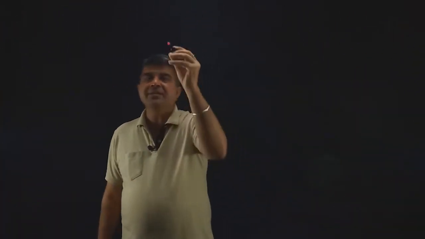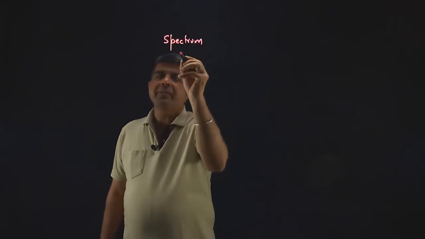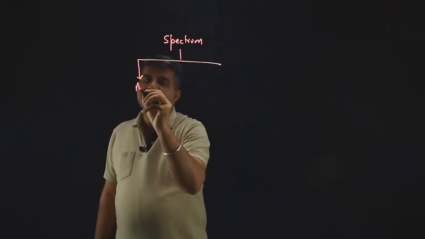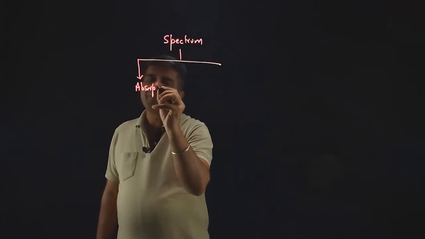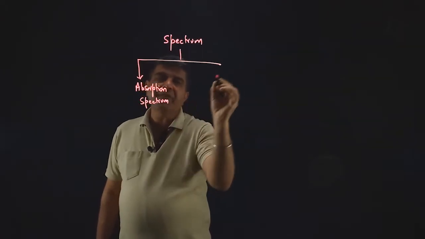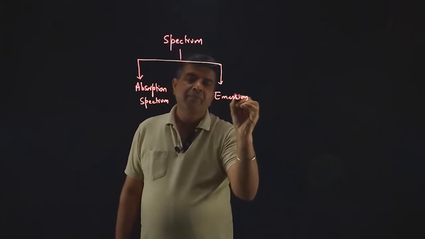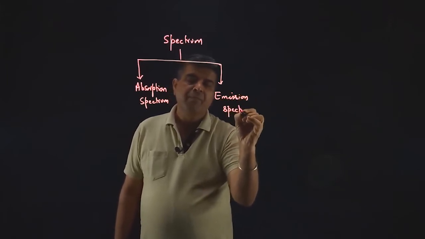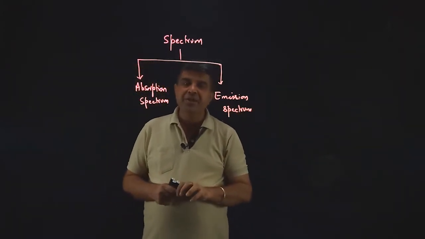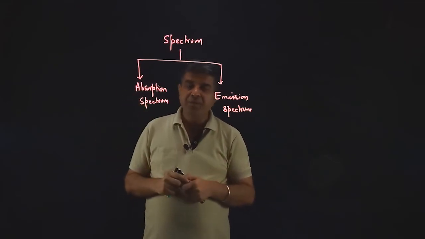How is spectrum further classified? Now spectrum is further classified into 2 different types. The first would be absorption spectrum and second would be emission spectrum. So there are 2 types of spectrums, absorption spectrum and emission spectrum. So let's try to understand what is absorption spectrum.